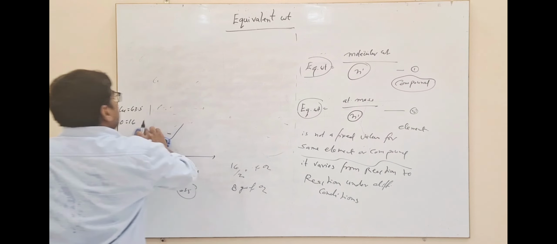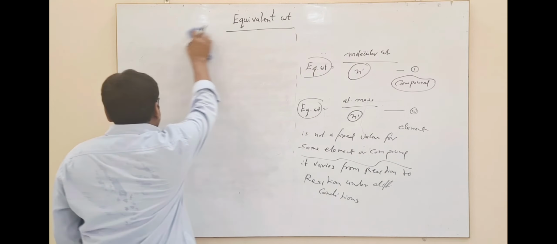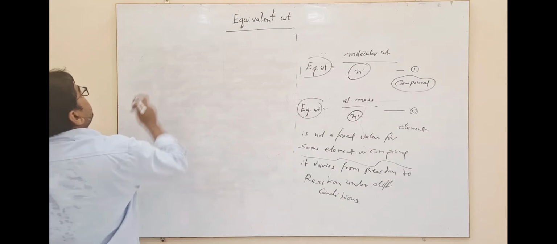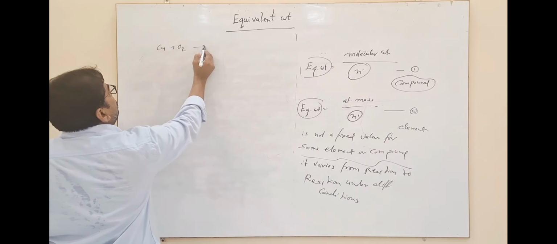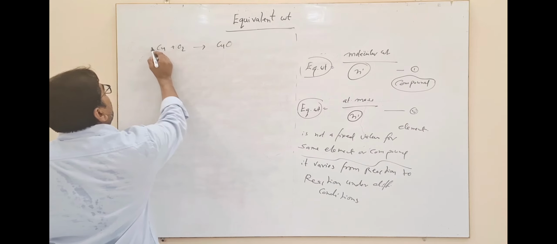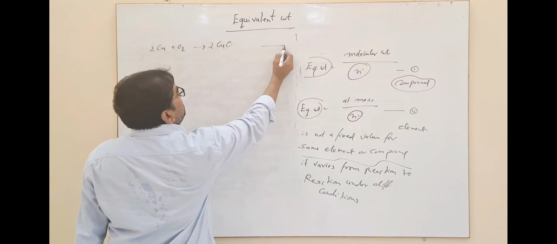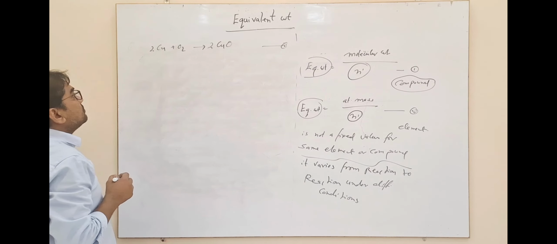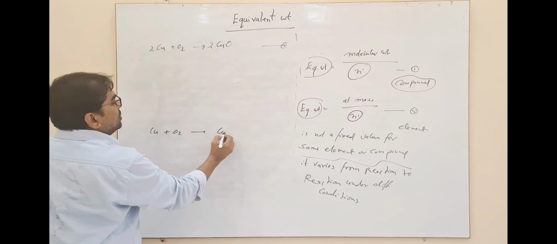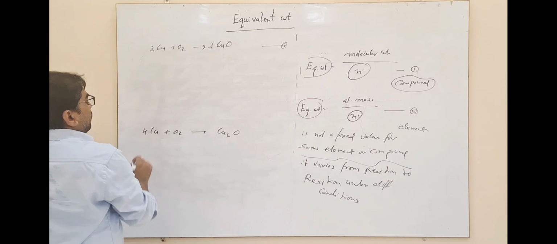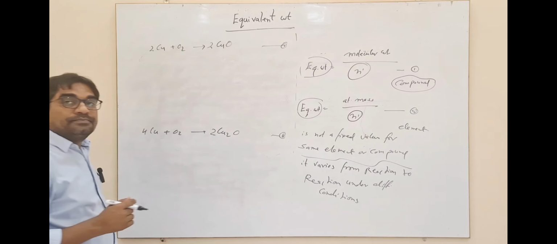We can also discuss this equation as formation of CuO: 2Cu plus O2 gives 2CuO. This is the balanced chemical change. When Cu combines with O2 and gives Cu2O, 4Cu plus O2 gives 2Cu2O, it is a balanced chemical equation.